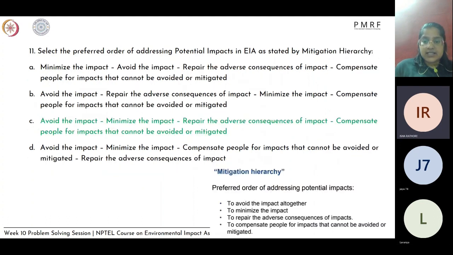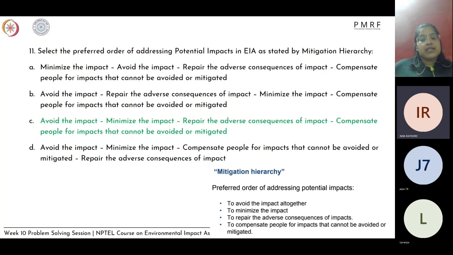Okay, so the correct answer is C. That is the mitigation hierarchy in terms of preferred order of addressing the potential impacts. First is to avoid the impact altogether. That is, prevention is better than cure. So the first step is to avoid the impact altogether.